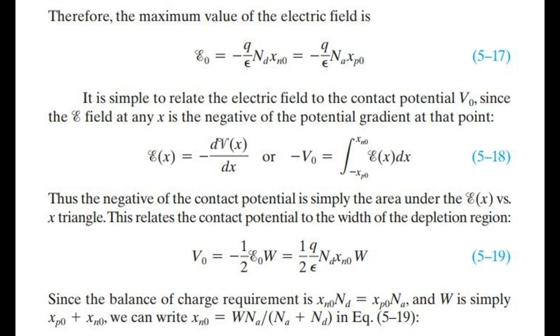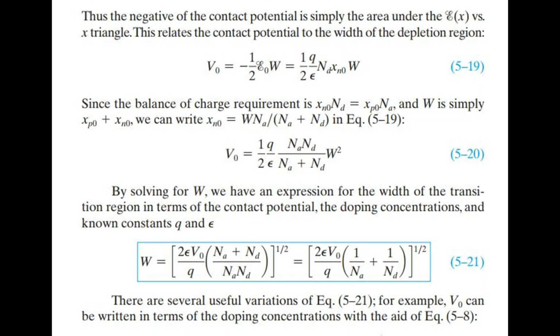xn0 equals W Na, acceptors, over acceptors plus donors, in Eq. 5.19. By solving for W, we have an expression for the width of the transition region in terms of the contact potential, the doping concentrations, and known constants q and ε. There are several useful variations of Eq. 5.21, for example, V0 can be written in terms of the doping concentrations with the aid of Eq. 5.8.